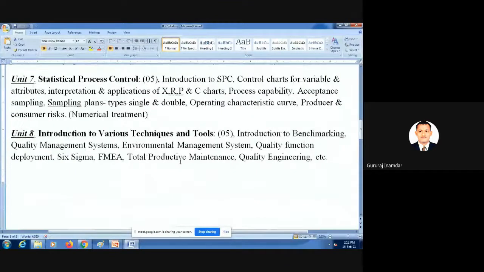And last chapter is introduction to the various techniques and tools. Introduction to various techniques and tools. Different tools we have to study. Introduction to benchmarking, quality management system, environmental management system, quality function deployment, Six Sigma, FMEA, total productive maintenance, quality engineering. Okay, these are the tools.